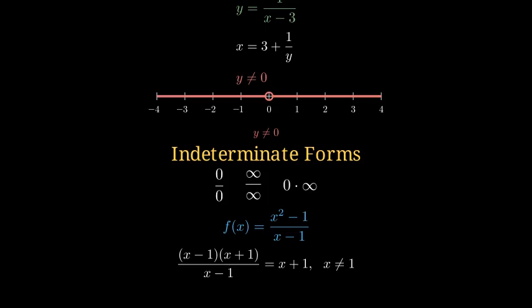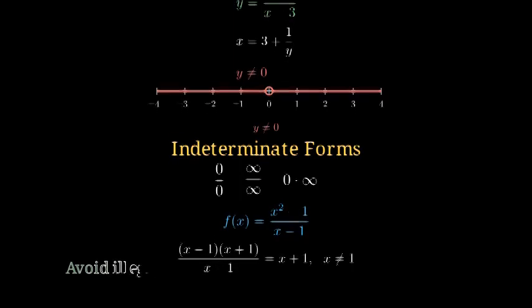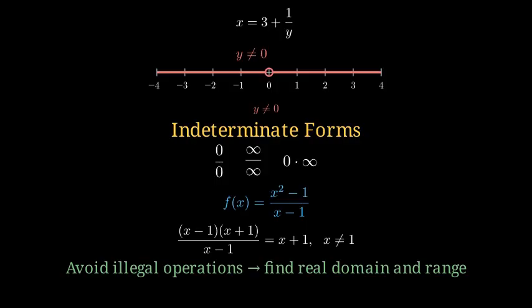So the big idea is this: for real domain and range, avoid illegal operations. Indeterminate forms are a signal to simplify or use limits, not to plug in directly. Once we apply the rules carefully, we can find the correct domain and range for any function.